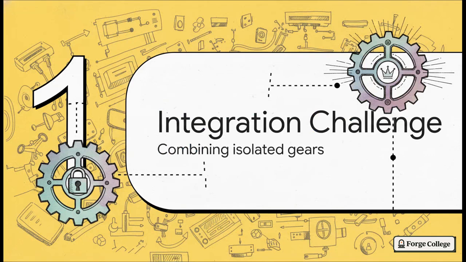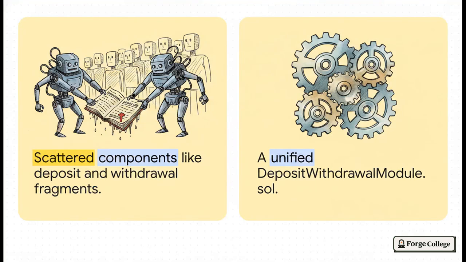This is all about taking our isolated gears and finally snapping them together. So up until now, we've been hyper-focused on crafting these highly secure individual components, right? We've got a deposit fragment over here, a withdrawal module sitting way over there, but right now they're just scattered across the workbench. We absolutely have to integrate these isolated pieces into one beautifully unified deposit withdrawal module.sol.